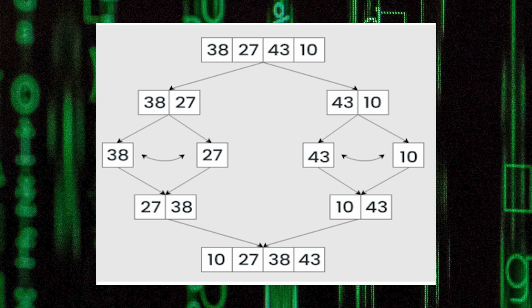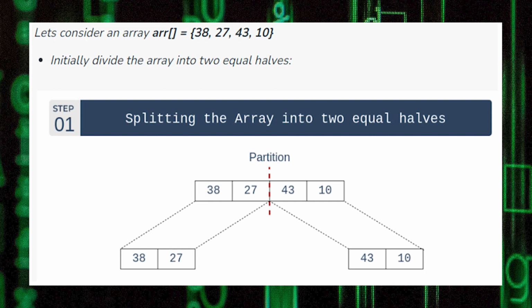Now again we will see one by one how the operation is performed when we have taken the example of 38, 27, 43, 10. What will happen in the first step? The first step is splitting the array into equal parts, that is 38, 27, 43, 10. It is divided into two parts. The first part consists of 38 and 27 and the second part consists of 43 and 10.